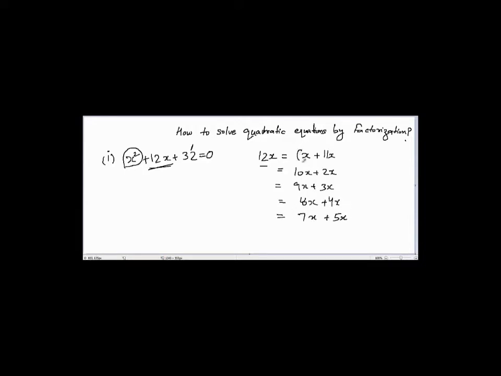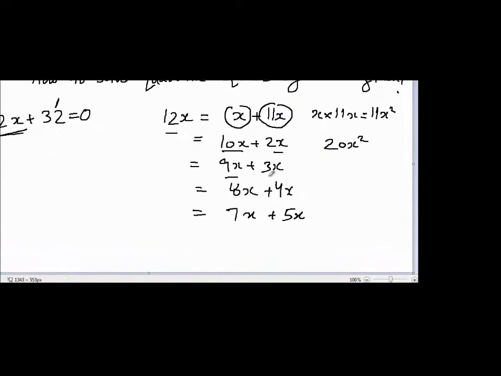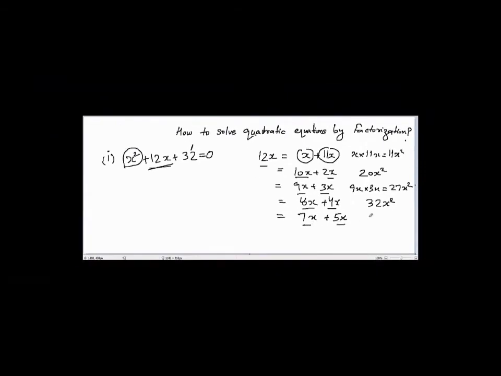Now I check the product of these two terms. The product of x and 11x is equal to 11x squared. The product of 10x and 2x is 20x squared. The product of 9x and 3x is equal to 27x squared. And the product of 8x and 4x is 32x squared. The product of 7x and 5x is 35x squared.